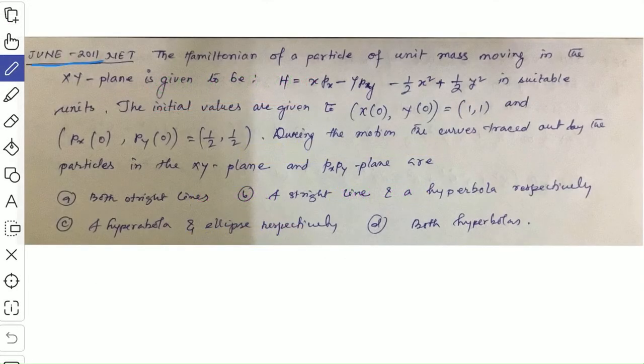This was asked in June 2011 CSIR NET. Here the Hamiltonian of a particle of unit mass moving in the xy plane is given by this expression. This is the Hamiltonian given, and initial values of positions and momentum are also given.